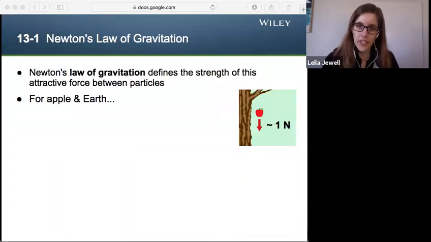All right, now getting back to our apple and the Earth. Newton's law of gravitation, if you plug in the numbers, we find that the attractive force of the apple to the Earth is about 1 Newton, which is very convenient. So now you know what 1 Newton is. It's about an apple in terms of how that feels.